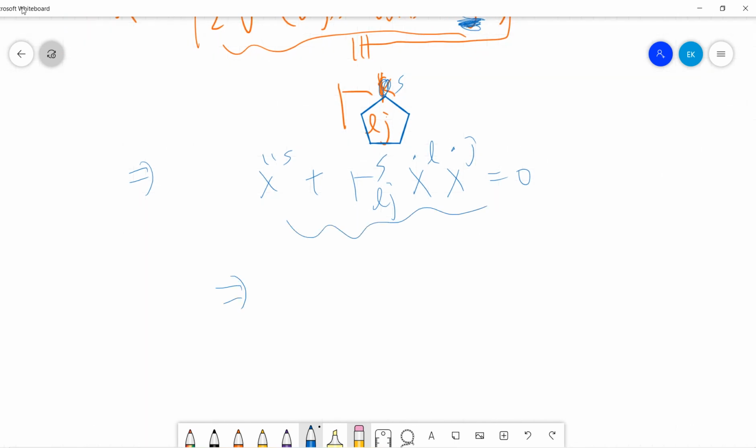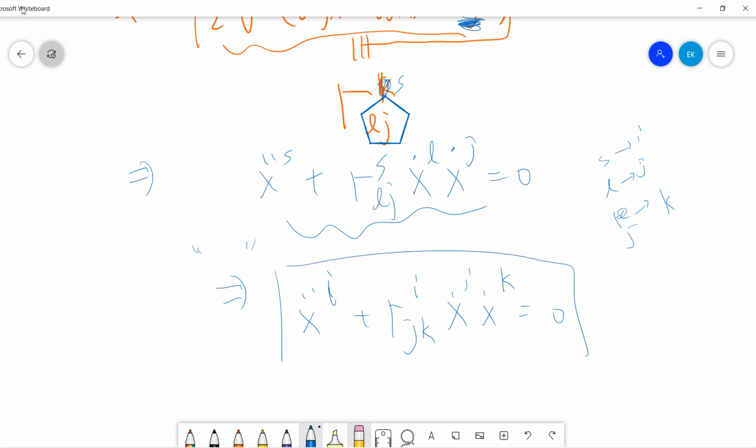Okay, and people like to change it back, so you change s to be i, l to be j, and j to be k. Then you can change it to x double dot i plus Gamma^i_jk x dot j x dot k equals 0. So this is the very famous geodesic equation.